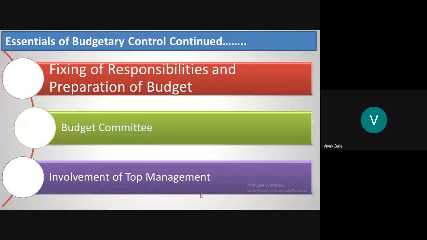And the last point is involvement of the top management. In any organization where top management is involved in any activity, this activity is 101% going to give you the best results out of it. Therefore, unless the top management cooperates in implementation of the budget in true spirit, the budgetary control system cannot be useful or successful.